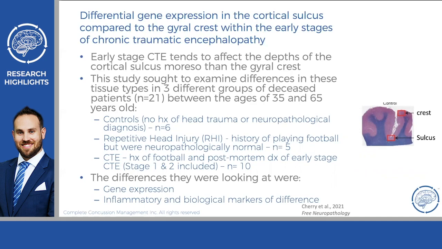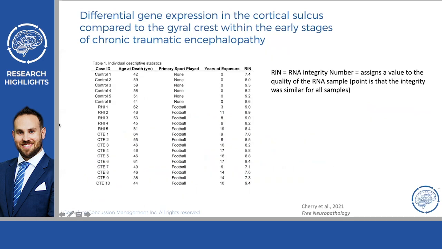And so this study was trying to figure out why, and what are the differences between the tissue in the crest and the tissue in the sulcus. And what are the differences in patients that have no history of head trauma and no neuropathological diagnosis versus those with repetitive head injury, which was this group, where they have a history of playing football but don't have any CTE. And then they have the CTE group, where they have a history of playing football and also have a diagnosis of early stage CTE. So they were looking at what genes are located in these two different areas and what other inflammatory and biological or metabolic markers are in these two areas that differentiate why CTE may target the sulcus versus the crest.